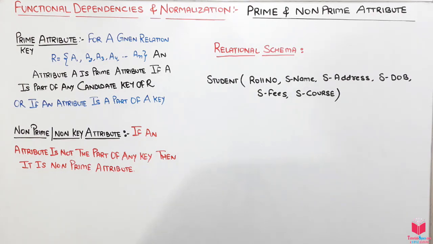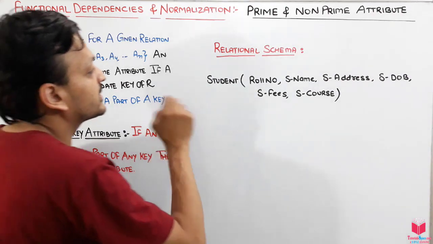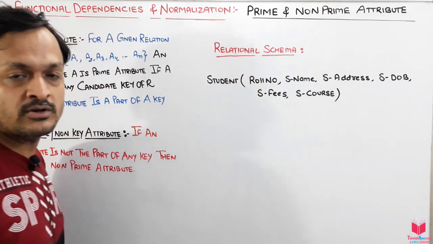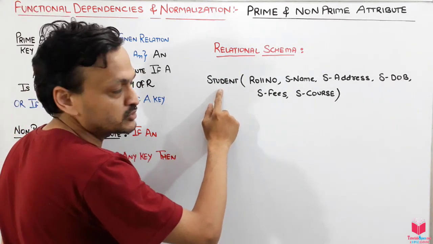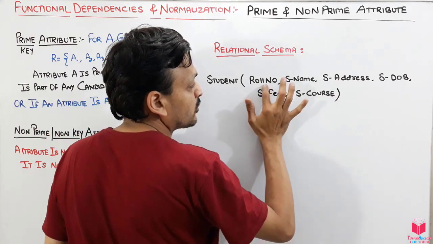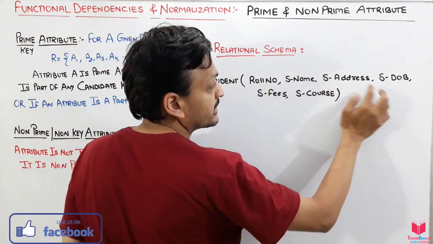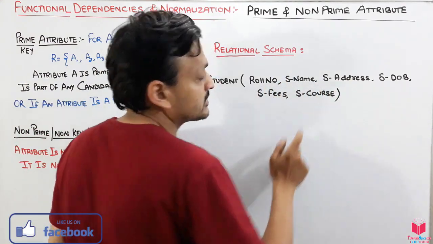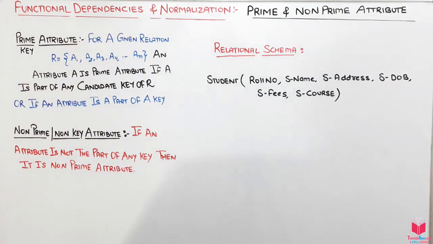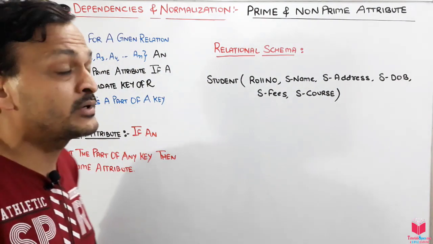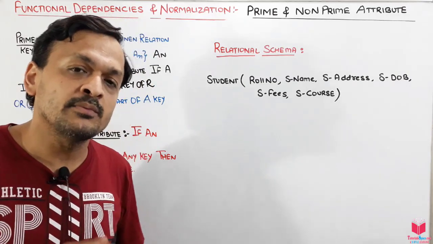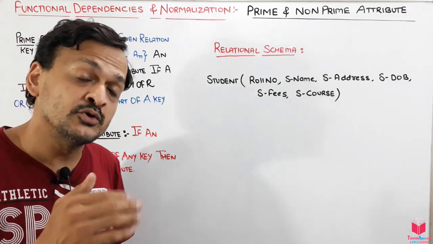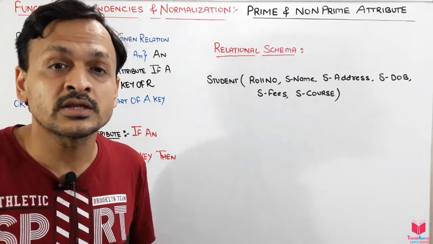Let's take an example. It will make everything clear. There is a relational scheme or relational design of a student. There is a table or relation student which includes all the attributes: roll number, student name, student address, student date of birth, student fees and student course. From this we have to find out which attribute can be considered a candidate key. A candidate key is that which uniquely identifies the rows or tuples.